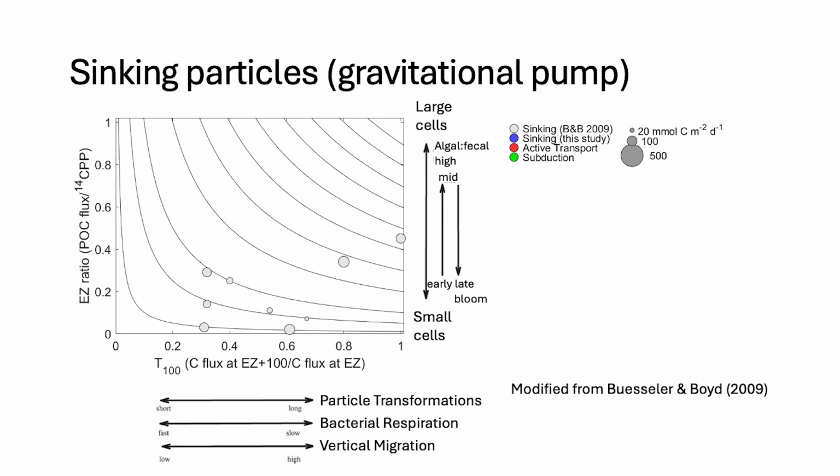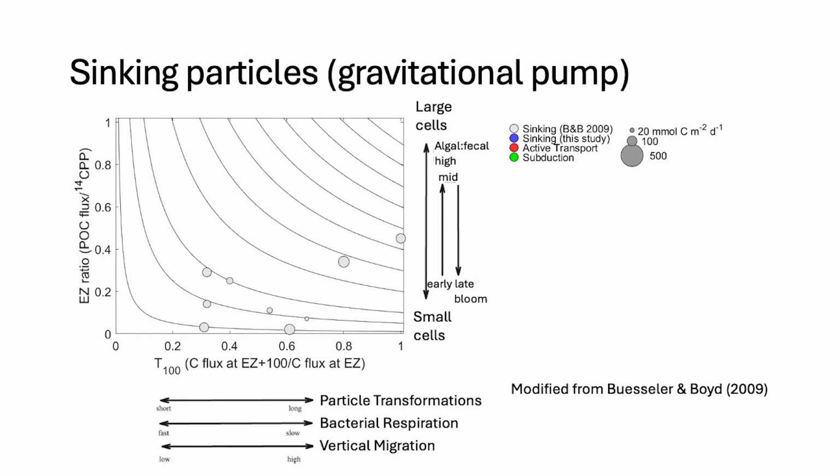Now getting on to the gravitational pump. This is a figure from Bissler et al., and it's a nice one. On the y-axis is the e-ratio, the proportion of net primary production that gets exported. And here we have the transfer efficiency, the proportion of the exported material that makes it another 100 meters deeper in the ocean. And they told us some things like large cells, high export; small cells, low export.